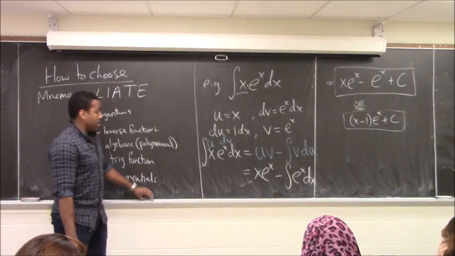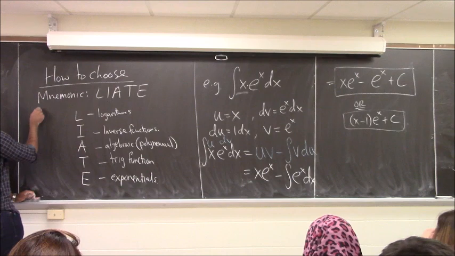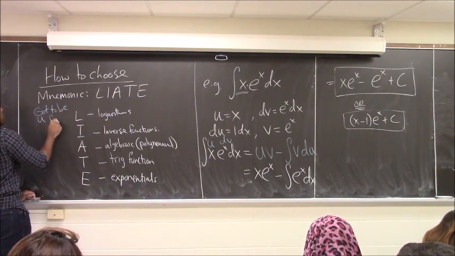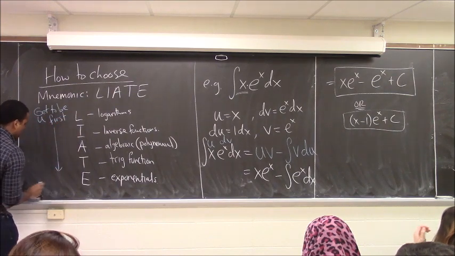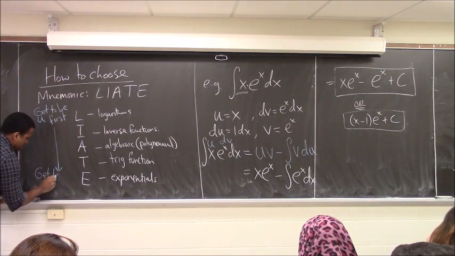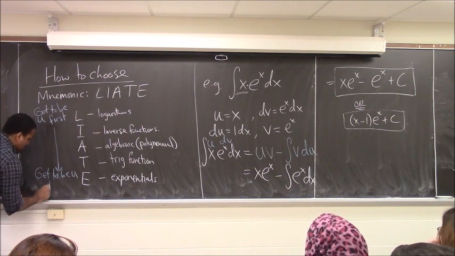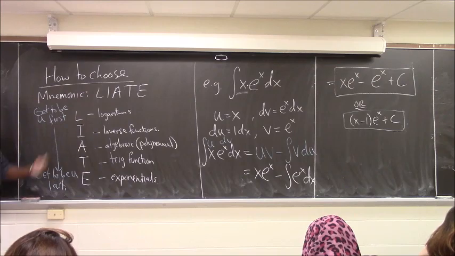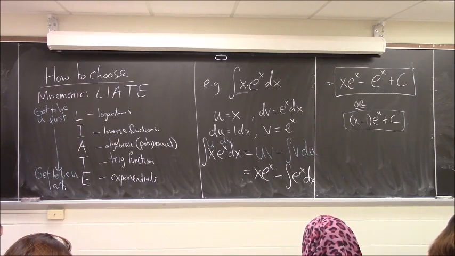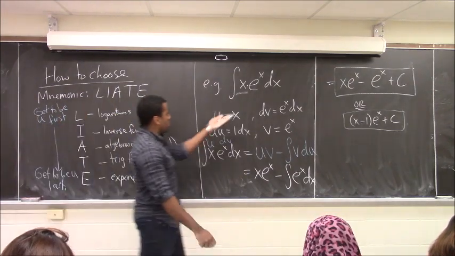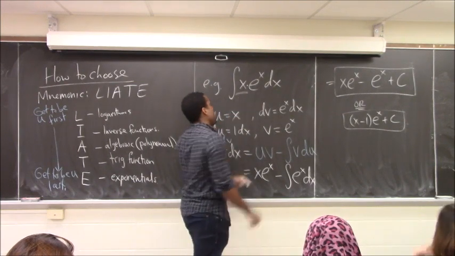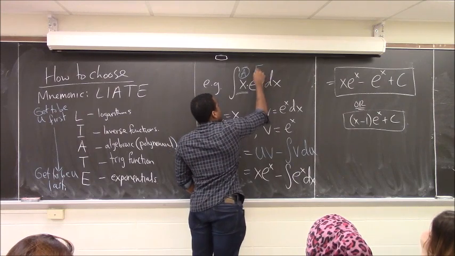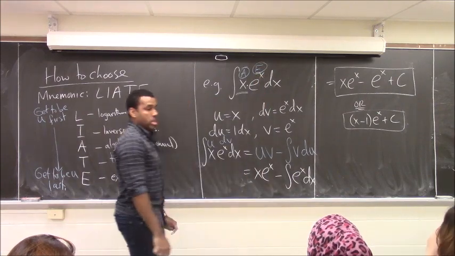This is LIATE, and basically the idea is the guys higher in the list get to be u first, all the way going down. The guys lower in the list get to be u last. Remembering LIATE is how you will make the choice. You will notice in our original example, the x would fall under the A category, while e to the x falls under the E category.